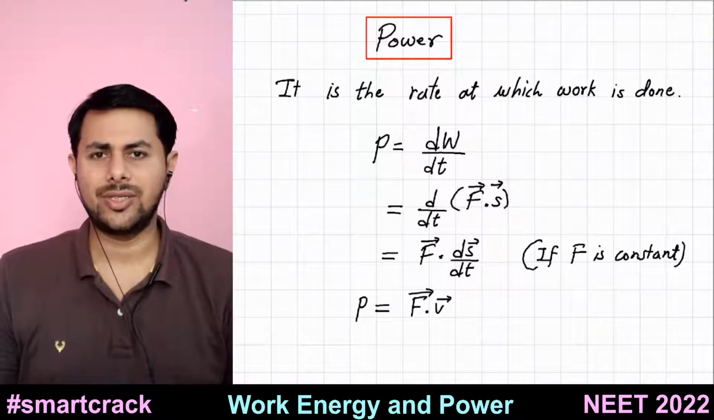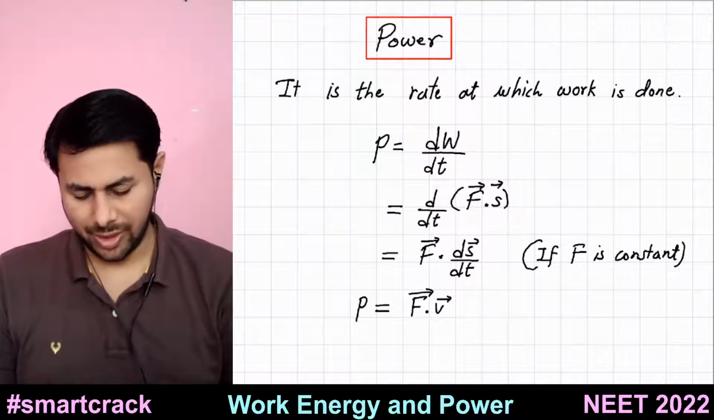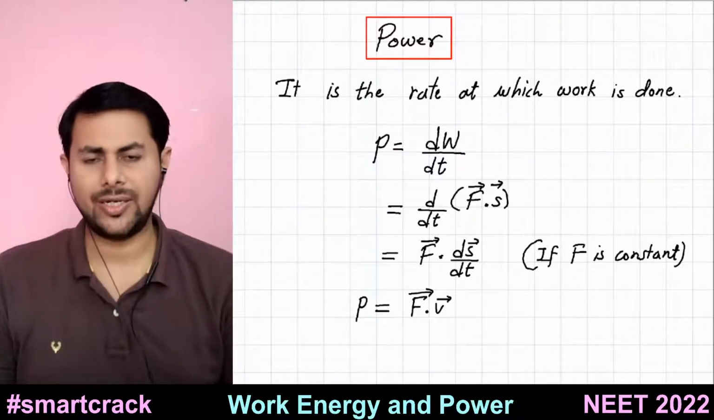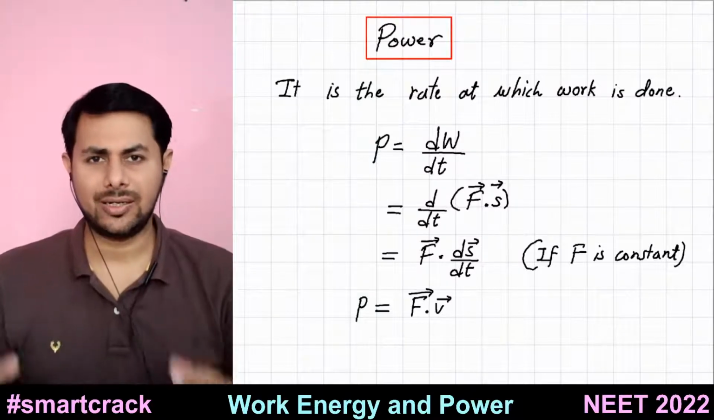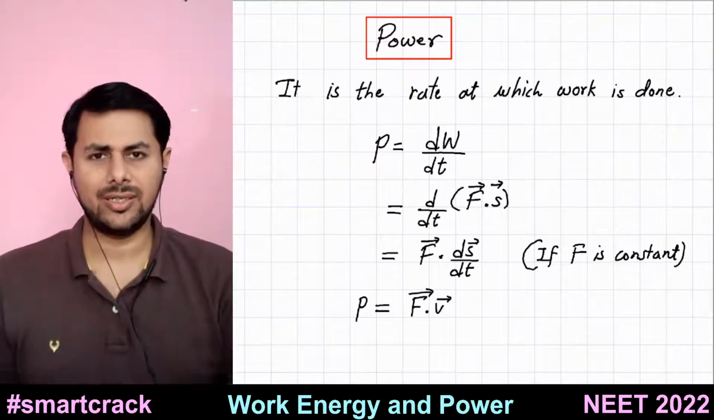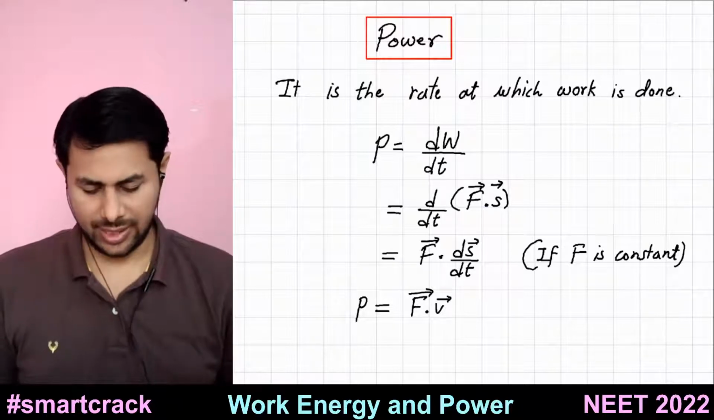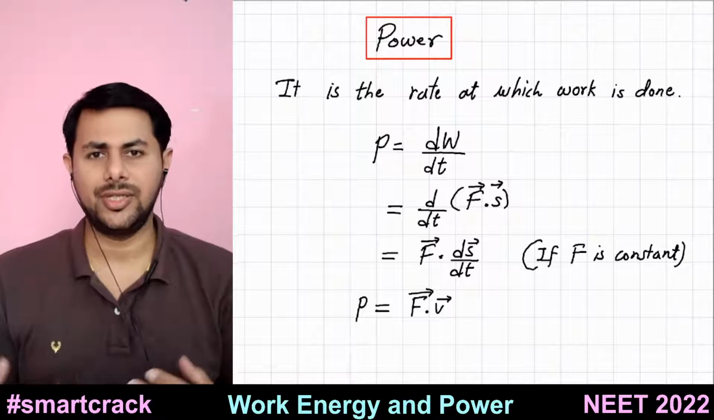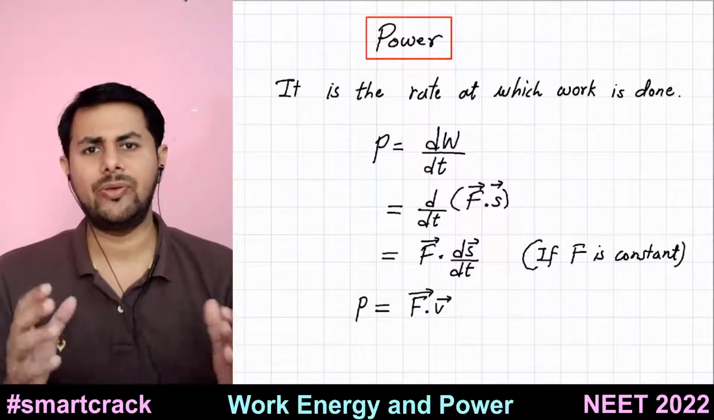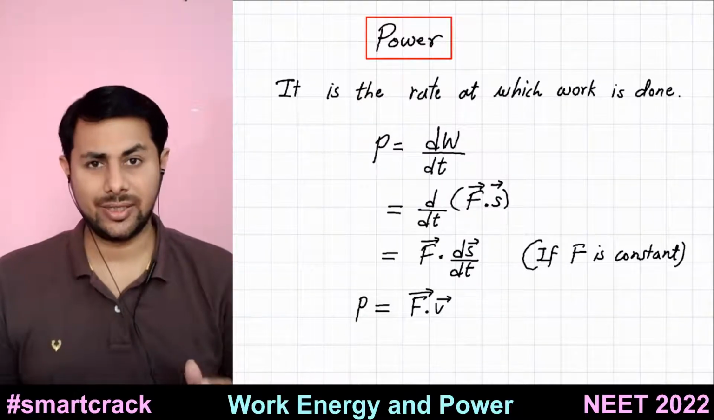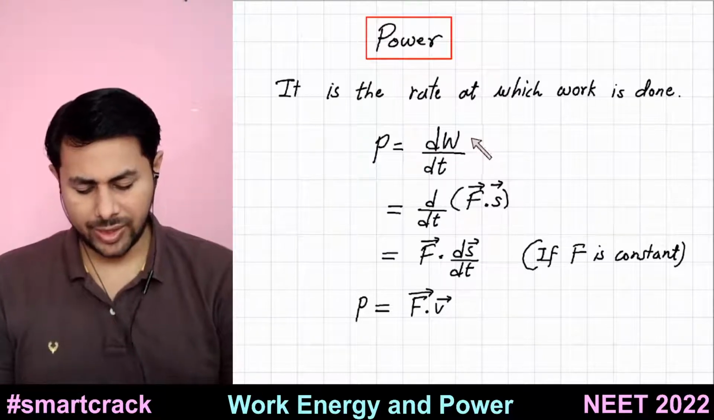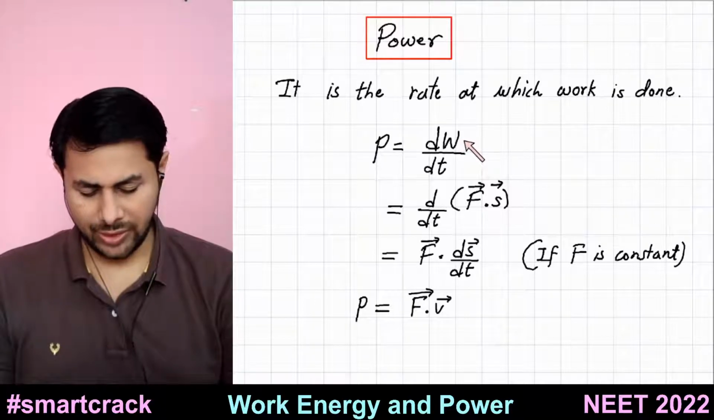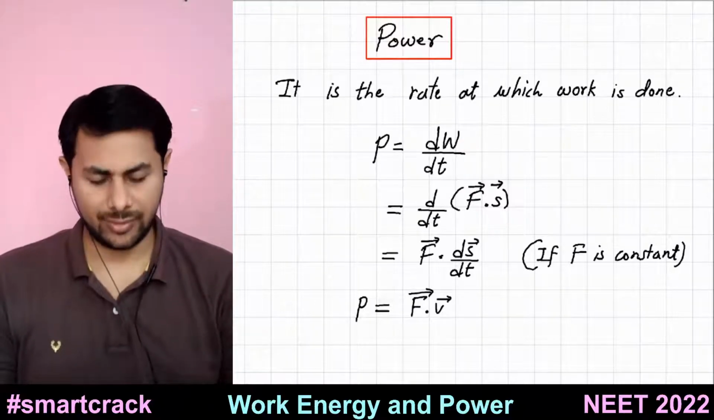After that comes the concept of power. What is power? It is the rate at which work is done. Okay, so power is defined as work done divided by time taken, if work is done at a constant rate. If you want instantaneous power, okay, average power will be work done upon time taken. If you want instantaneous power, then it is the derivative of work with respect to time. Okay, the rate of doing work with respect to time.